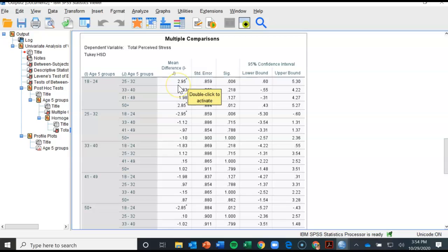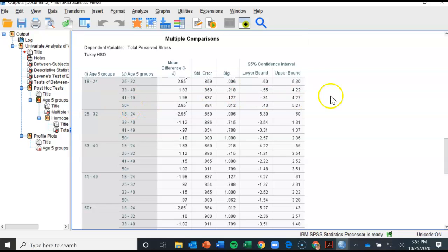Notice that the mean difference value up here is 2.95, and down here it's a negative 2.95. So it's the same comparison, it's just that which mean is higher is reversed. So it's also exactly the same significance value. So regardless of which direction you point it, 18 to 24 versus 25 to 32, or 25 to 32 versus 18 to 24, it's significant. You don't have to report them separately. It's essentially the same test.